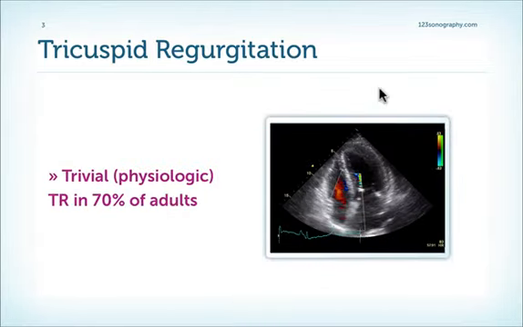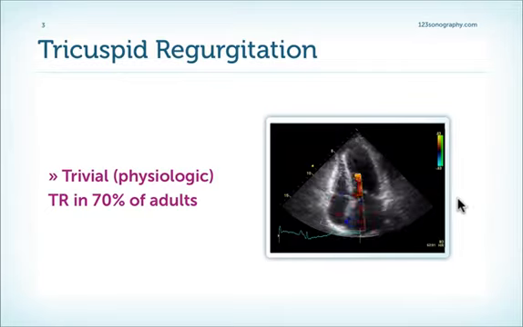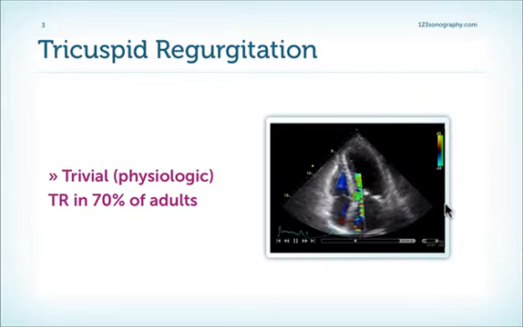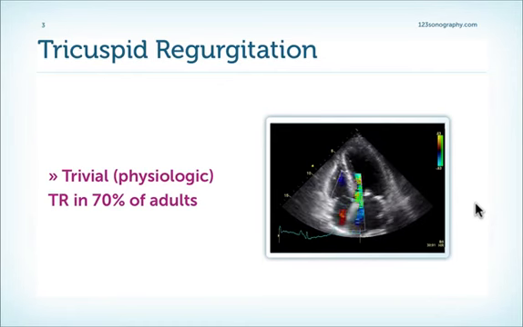Trivial TR is a very frequent finding. You will find TR in approximately 70% of adults. Here's such an example. You can see a very small jet in the region of the tricuspid valve. So this, for sure, is very insignificant TR.